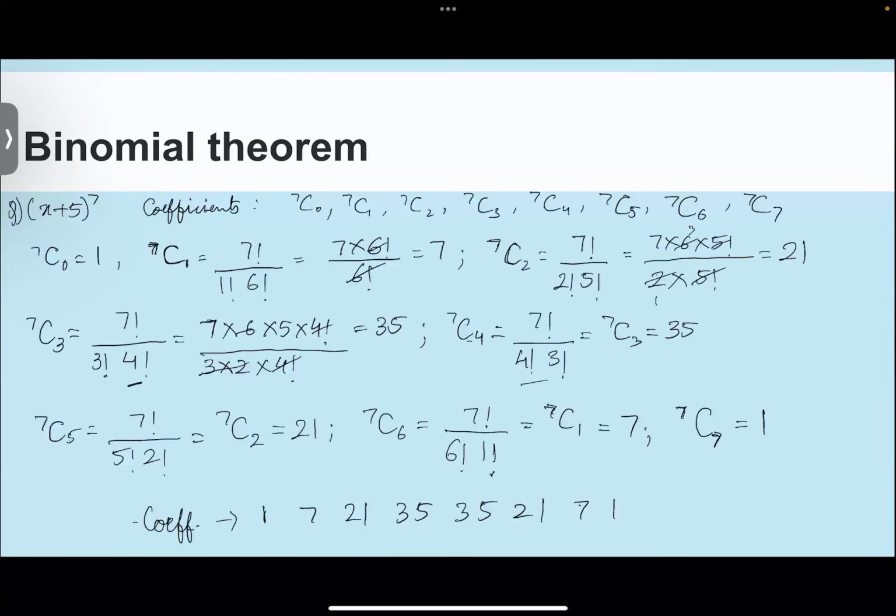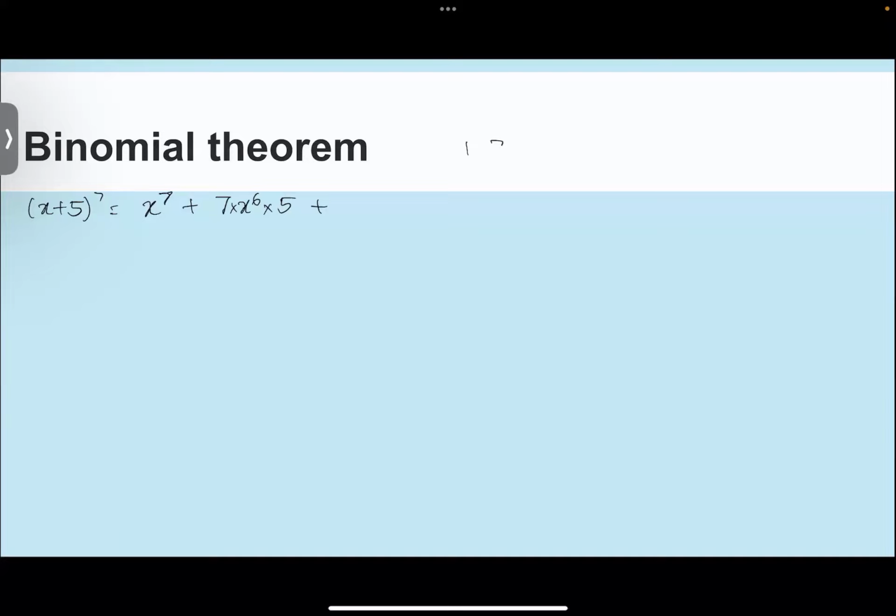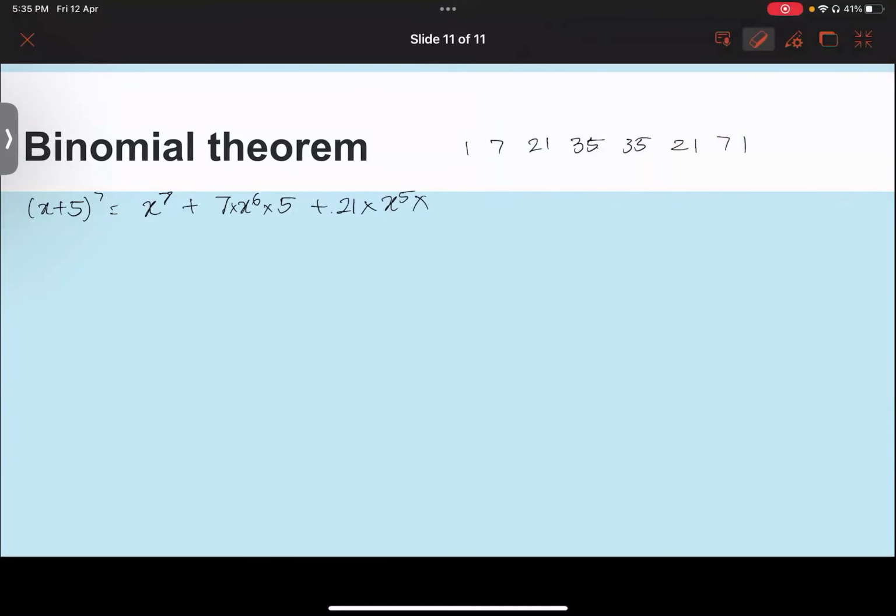The next coefficient was 21, so the next term is 21 into x raised to 5 multiplied by b squared, so 5 squared, which is 25. Now you can first write all in terms of their indices, so it's easy for us to understand. Then the next one is 35 into x raised to 4, and b raised to 3 will become 5 cubed.